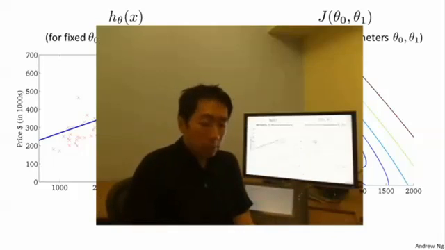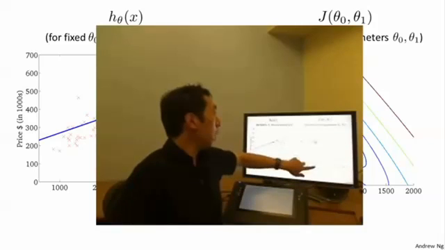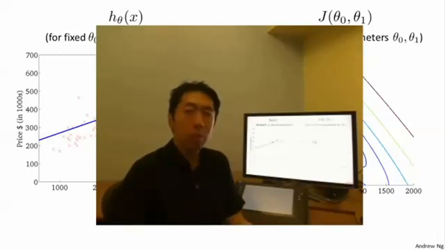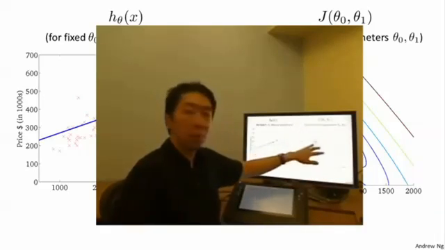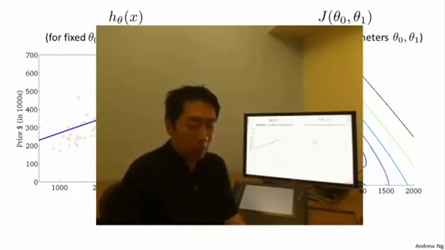Now, of course, what we really want is an efficient algorithm, an efficient piece of software for automatically finding the value of theta 0 and theta 1 that minimizes the cost function j. Right? And what we don't want to do is to have to write software to plot out this point and then try to manually read off the numbers. That's just not a good way to do it.